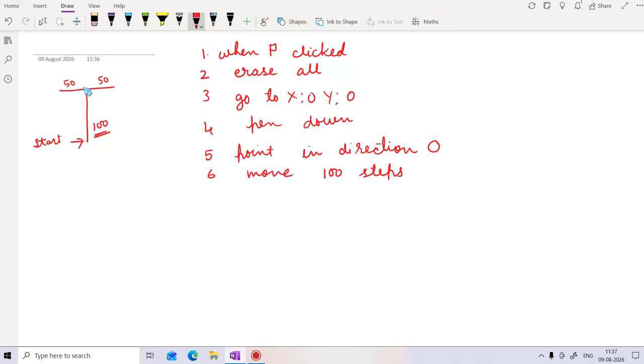Afterwards, you find that you have reached here. Now you have two options. Either you go this side or you go this side, as you wish. Line number 7 and 8. Let me finish. First of all, I want to go this side. So I will take point in direction.